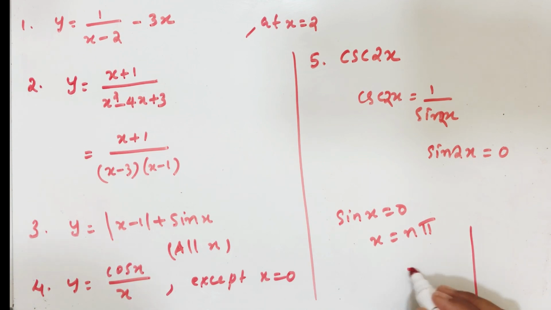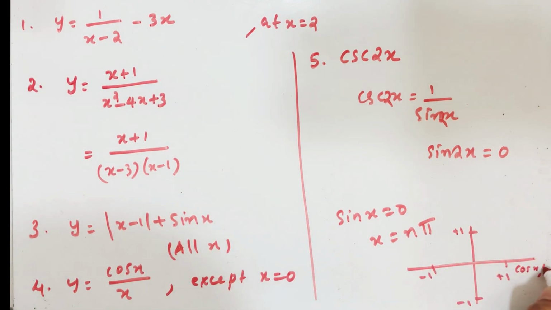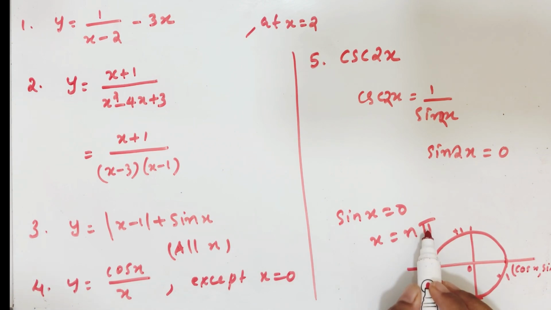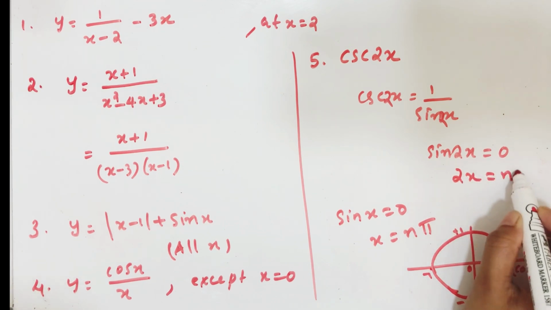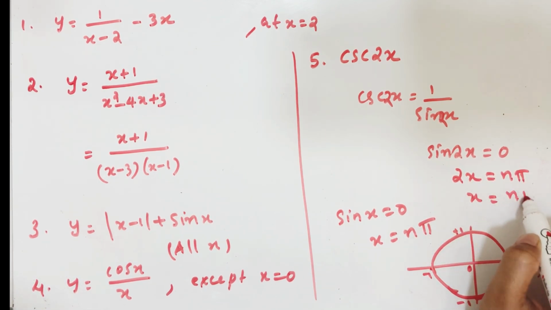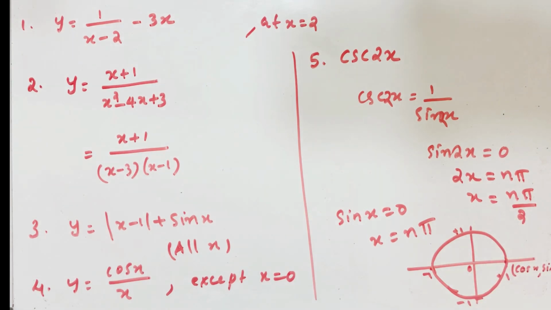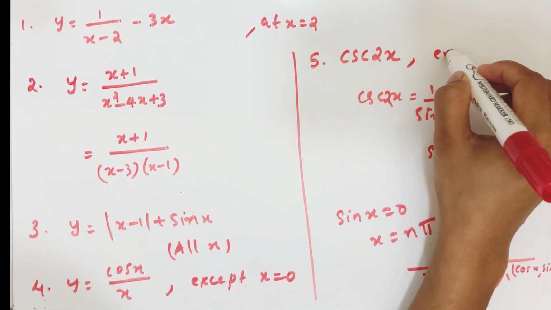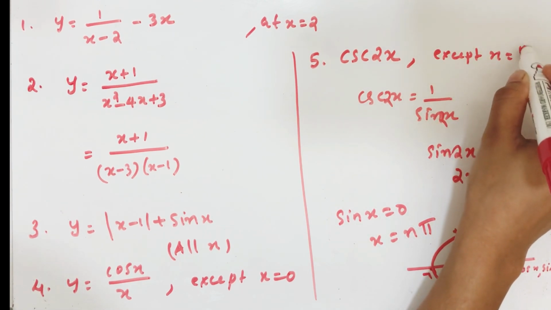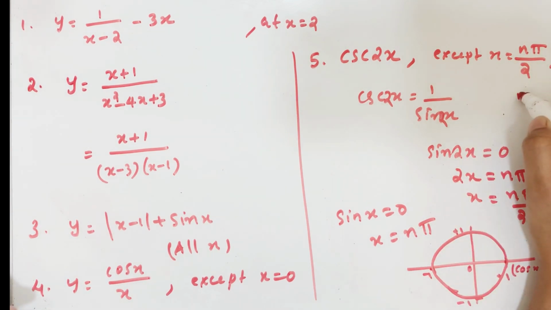You can see the graph. Sin x, the y coordinate, is 0 here at 0 degrees and also at 180 degrees. Then again it continues. Therefore, x is equal to n pi. Therefore, we can say sin 2x is equal to 0 when 2x is equal to n pi, or x is equal to n pi by 2. So, we can say cosec 2x is continuous everywhere except x is equal to n pi by 2, where n belongs to Z.